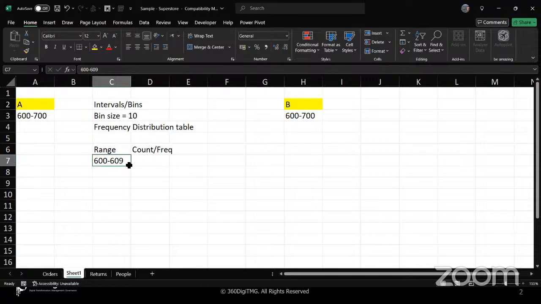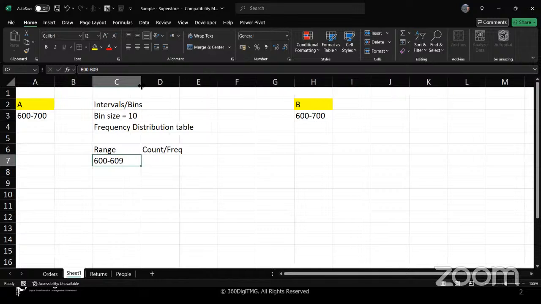Why? Because rather than looking at the overall picture, I'm trying to do a deep dive into that data and get more information about it. So I look at smaller intervals and I have used a bin size of 10: 600, 601, 602, and so on up to 609. How many people? Let's say two people. Then I will inspect 610 to 619, and how many people? Let's say three. So on and so forth, I will build my table.